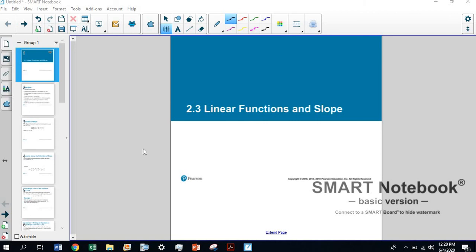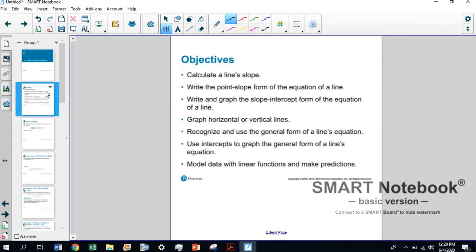Hey there, welcome back. This is continuing in college algebra with chapter 2, section 3, linear functions. We're going to focus just on linear functions, lines, and talk about the slope of linear functions. There's going to be some more in section 4 on linear functions as well, but we're going to introduce the basics here today, talking about how to calculate a line's slope, two different forms of the equation of a line, special cases of horizontal and vertical lines, and then some additional stuff.